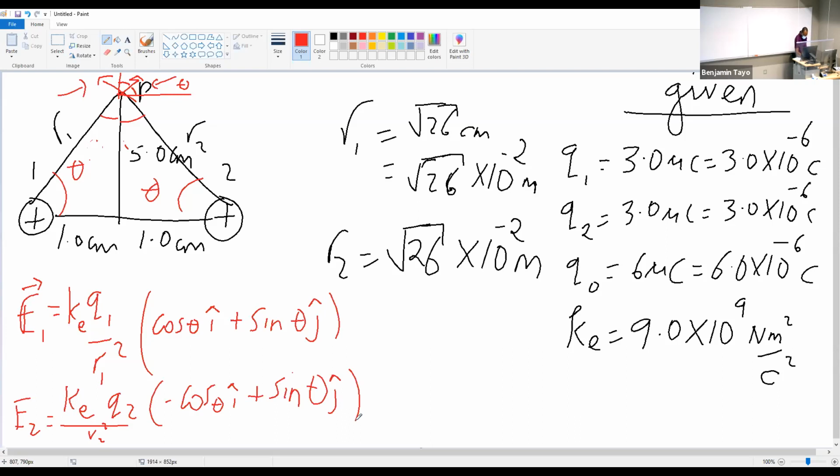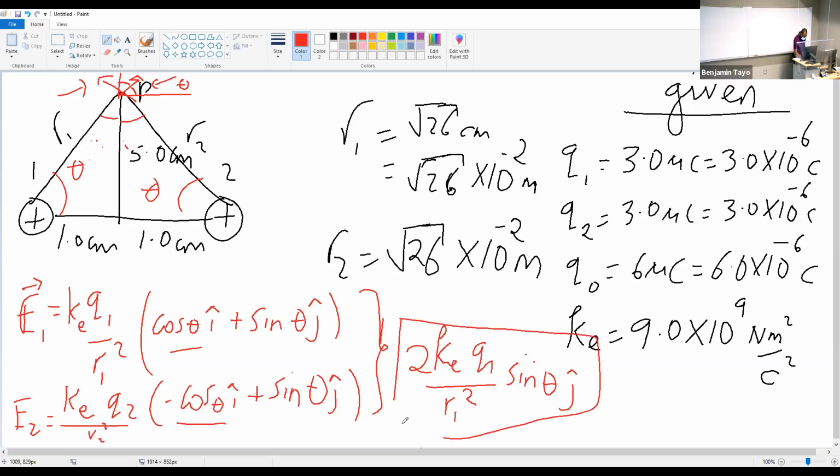Now, if you add E1 plus E2, notice that the cosines are going to cancel. And because Q1 is equal to Q2, this will just give me 2 KE Q1 over R1 squared sine of theta. You see that I have everything to calculate my electric field. I just need to get sine of theta. So let's look at this picture here. Sine of theta is going to be equal to 5.0 divided by square root of 26.